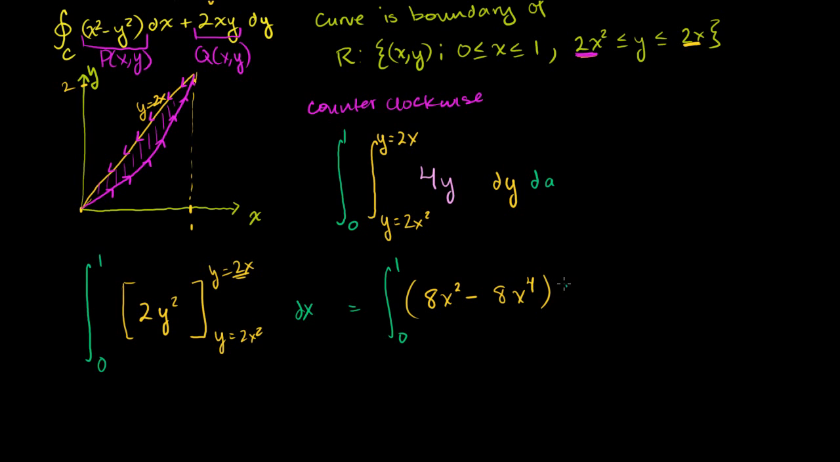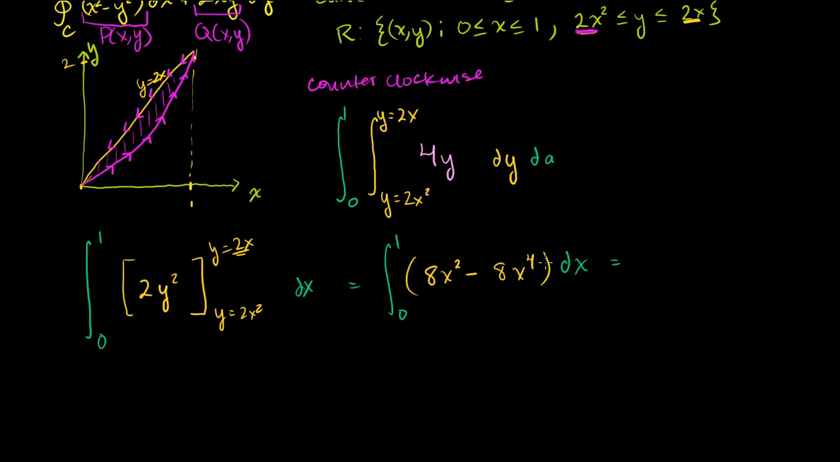Now this is just a straightforward one-dimensional integral. This is going to be equal to the antiderivative of 8x squared, which is 8 thirds x to the third. And then the antiderivative of 8x to the fourth is minus 8 fifths x to the fifth. And we're going to have to evaluate that from 0 to 1. When you put 1 in there, you get 8 fifths times 1 to the third, which is 8 fifths, minus 8 fifths.